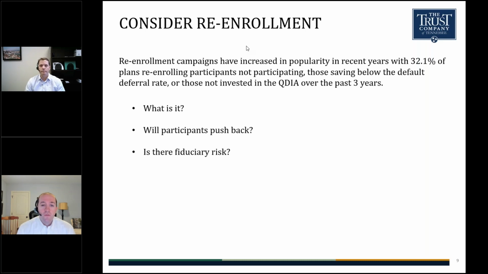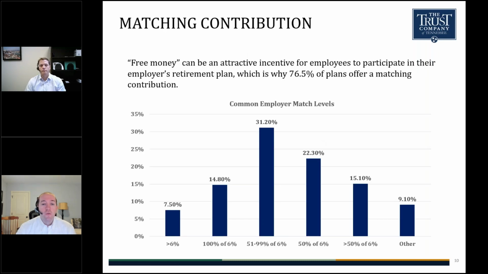Awesome. Well, we've touched on some of the automatic features. Let's look at some other ways that you can move the needle. Probably one of the best ways is by offering an employer match. Who doesn't like free money? That's how a lot of participants view the employer match. If you look at this chart at the bottom, you can see some common match thresholds. And it's probably not surprising that the most common, here in the center, is where a lot of plans will offer a match somewhere between 50 to 100% of 6% of employee deferrals.